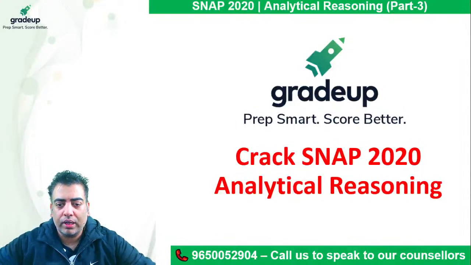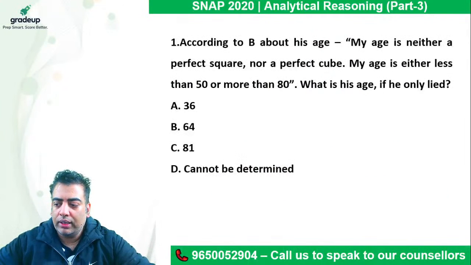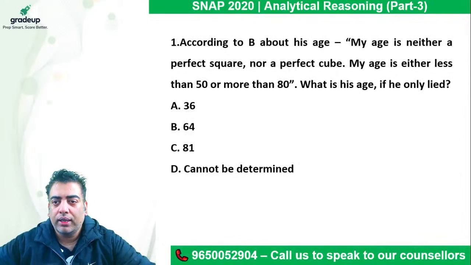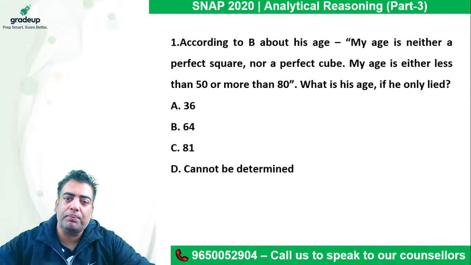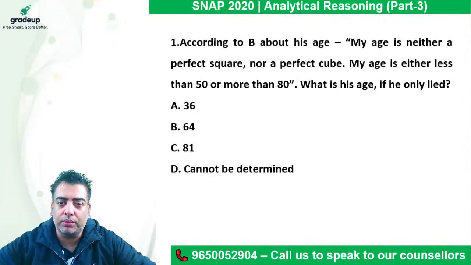So let's start with the first question of the day. Here he says, according to B, about his age, he says, my age is neither a perfect square nor a perfect cube. My age is either less than 50 or more than 80. So what is his age if he only lied?